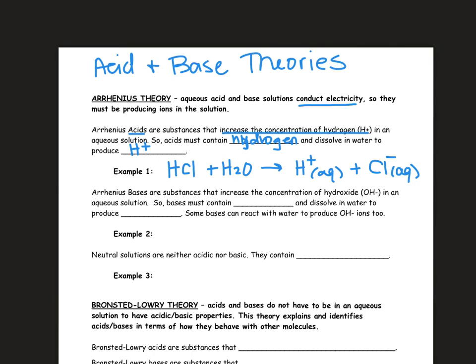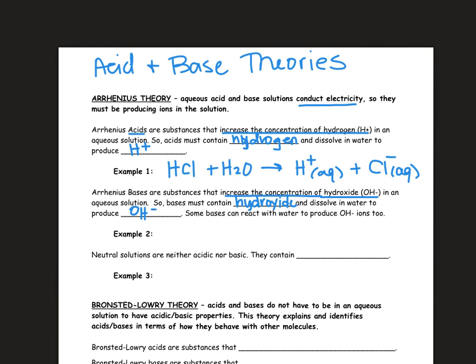Bases, according to the Arrhenius definition or theory, are substances that increase the concentration of hydroxide ions. So when we look at stuff with hydroxides, that tells us it's a base. That led us to believe bases have to have hydroxide, because if they don't have the hydroxide, then they don't produce the hydroxide ions. They dissolve in water and produce OH minus ions floating around.